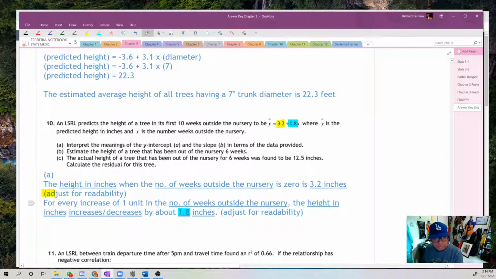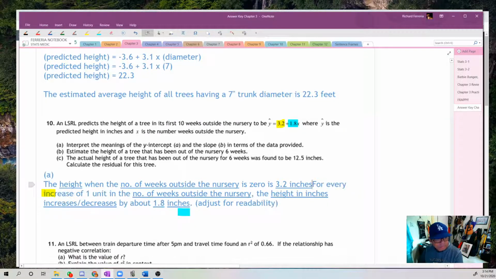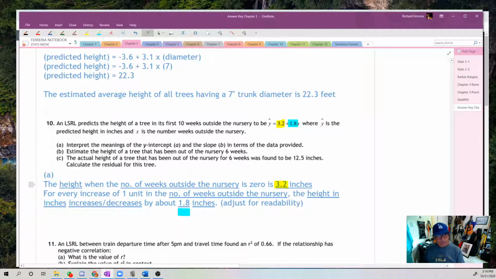So let's get rid of the one in inches up here. That's not really necessary. Okay, so the height when the number of weeks outside the nursery is 0 is 3.2 inches. We have just adjusted that for readability, so we're good there. I think this highlight went here. And let's adjust the second one for readability.